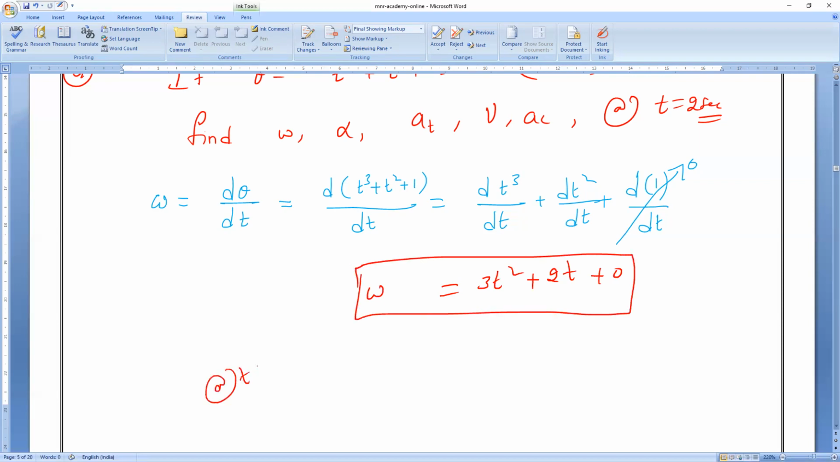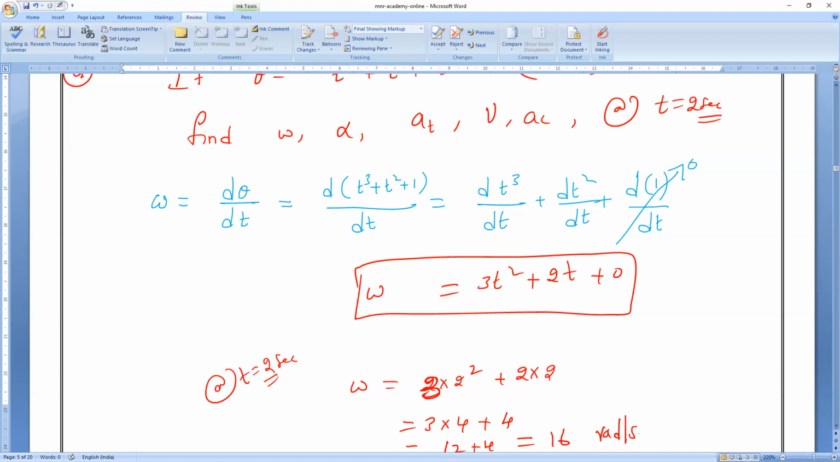So at t equal to 2 seconds, omega is equal to 3 into 2 square plus 2 into 2, which is 3 into 4 plus 4. 3 fours are 12, plus 4, equal to 16. Now the unit of omega. Omega is angular velocity, radian per second.